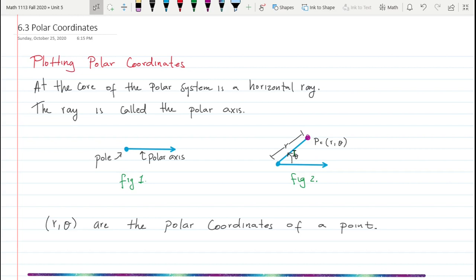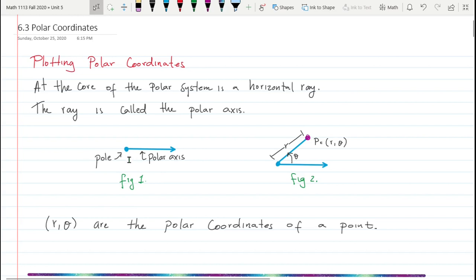At the very center of the polar system is what we use to graph our angles in the unit circle. That's a horizontal ray, and it is called the polar axis. So here is a ray. It starts at a point and goes off with no end, right? It's continuous. That is the polar axis as we have labeled here.